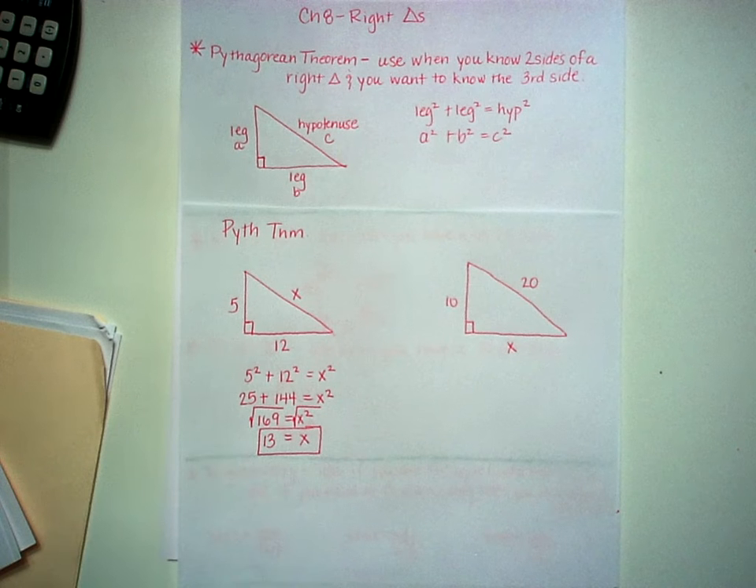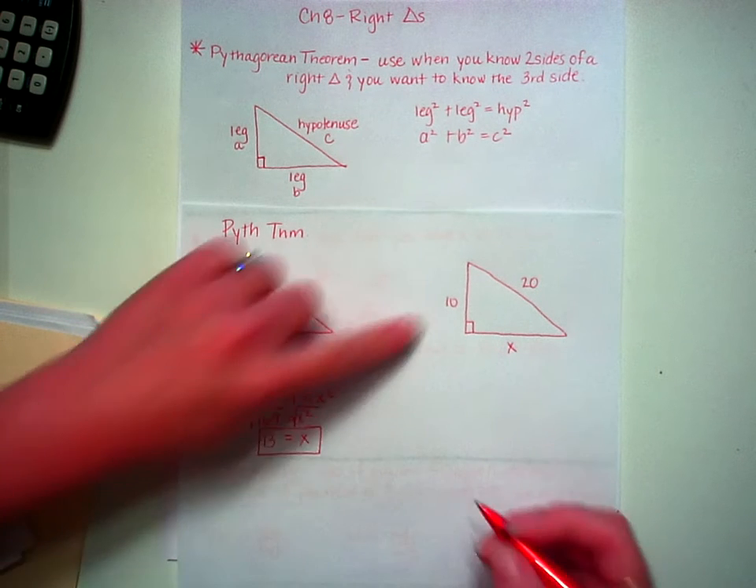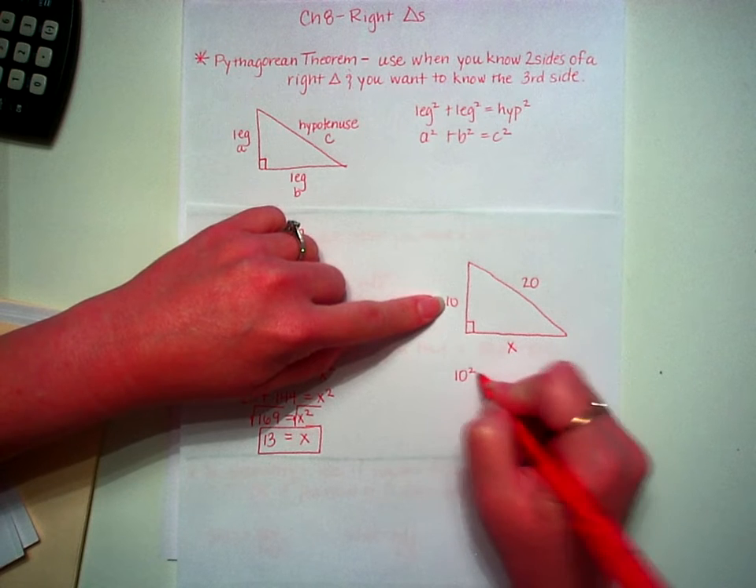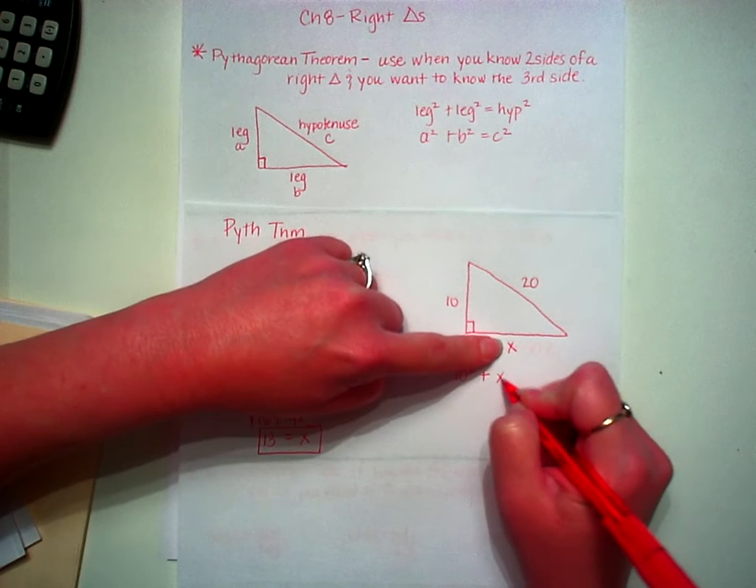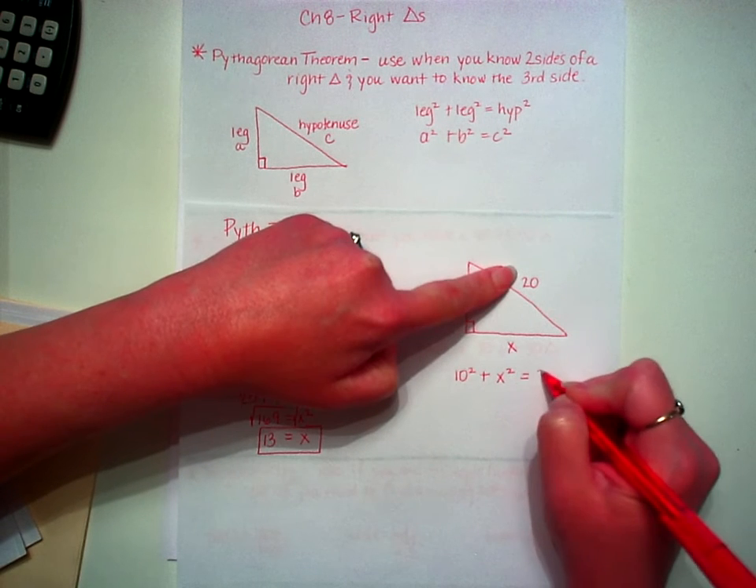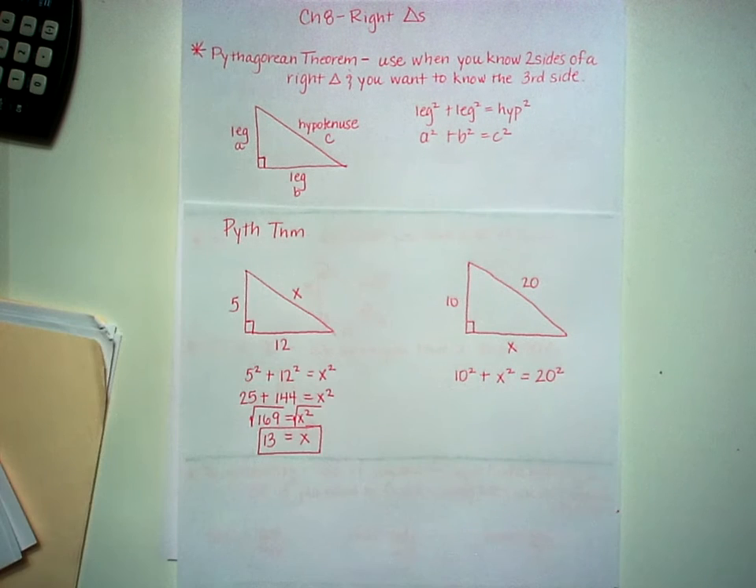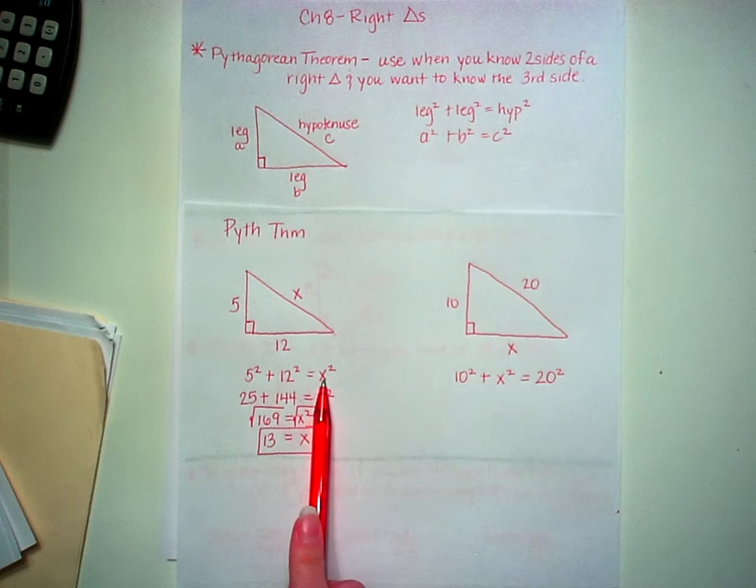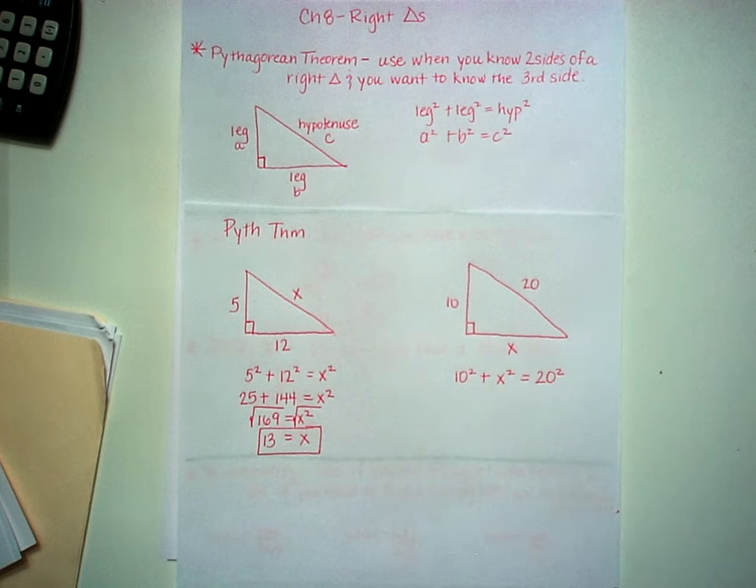So there's your answer. Now over here, we're going to do the same thing. Leg squared plus leg squared equals hypotenuse squared. So leg squared plus leg squared equals the hypotenuse squared. So notice sometimes your hypotenuse is x, sometimes your leg is x.